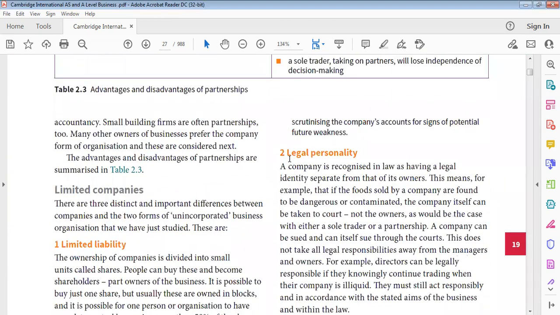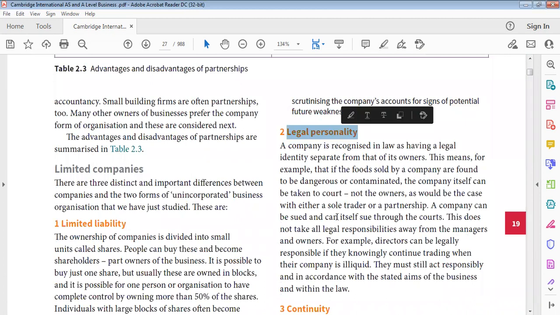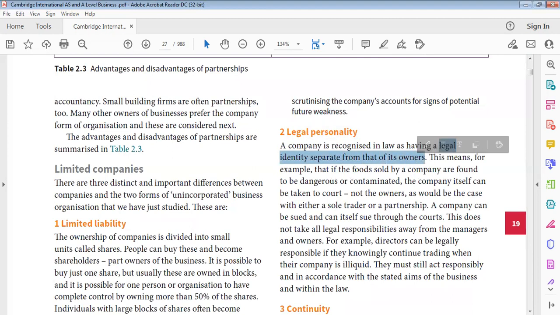Now the second characteristic, legal personality. What does legal personality mean? That means the legal identity is separate from their owners. That means you can sue the company, but not the owners. So let's say because of Facebook, someone committed suicide. Let's say he was seeing on Facebook that his friends are having a very good life, but he's depressed. So maybe that's why he committed suicide, and Facebook is responsible.